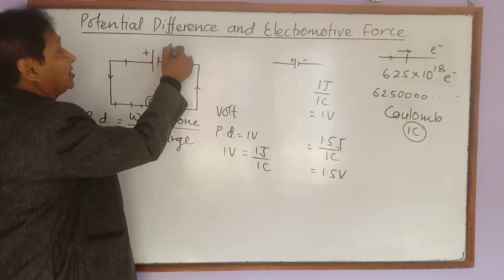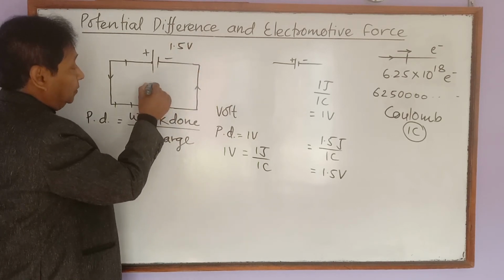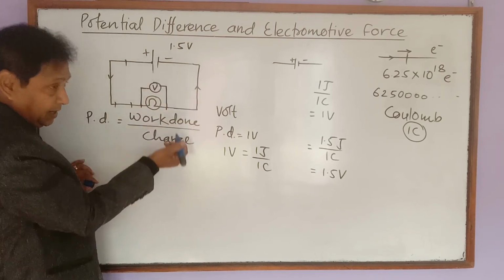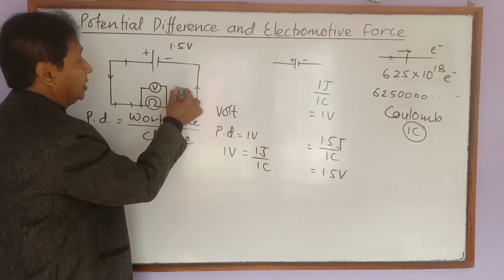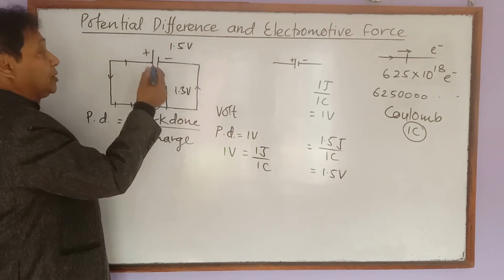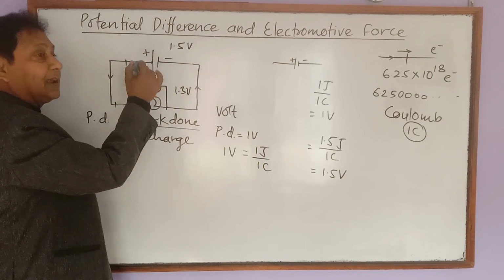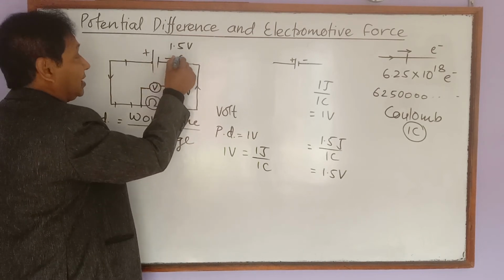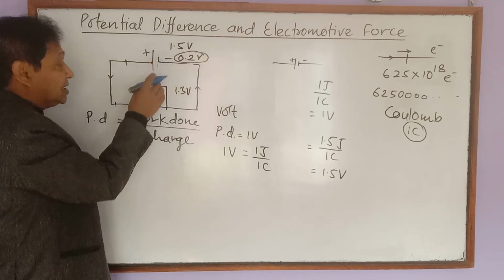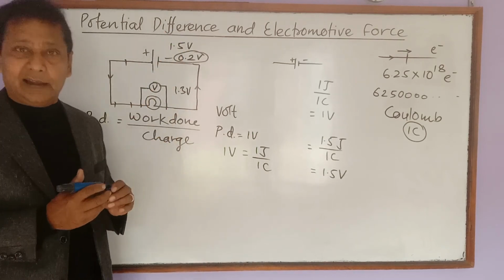If this is a dry cell, the EMF is 1.5 volt. If we measure potential difference between these 2 points by using a voltmeter, maybe the value of potential difference may be 1.3 volt. This is an assumed value. Then EMF is 1.5 volt. It means the remaining work is done inside the cell by the flow of 1 coulomb charge. That is certainly 0.2 volt. It means internal potential difference and external potential difference. When we add these two, then we will get EMF of the cell.